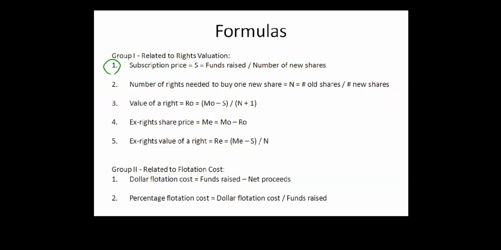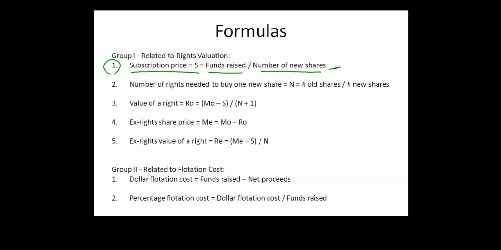Notice that there are only three variables in the first formula: the number of shares, funds raised, and the subscription price. As long as we know the values for two of the variables, we can find the value of the third. For example, if we know the subscription price and the number of new shares, we can calculate the dollar amount raised in the rights offering as subscription price times the number of new shares. This logic of manipulating the formula to get the one variable that you want applies to all the formulas on this page.